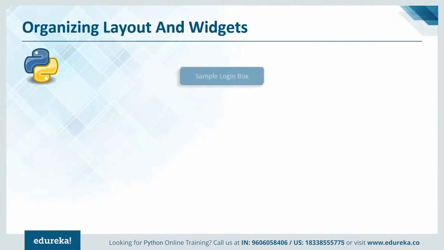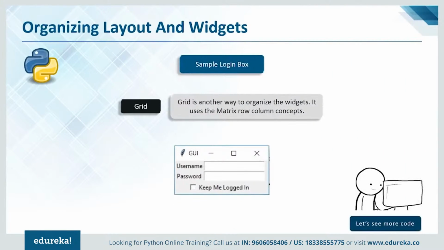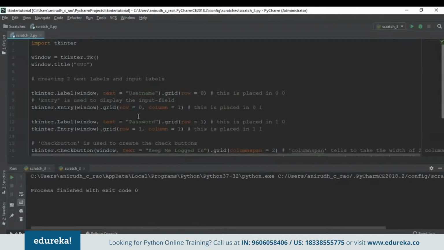So next we need to look at grid, guys. Well, grid is just another way to organize the widget. It uses the matrix row column concept, right? So consider something like a 2x2 matrix or something. So let me quickly open up my code so we can actually get the output that we see on the screen right now. So guys, as you can check out, we're back into PyCharm.